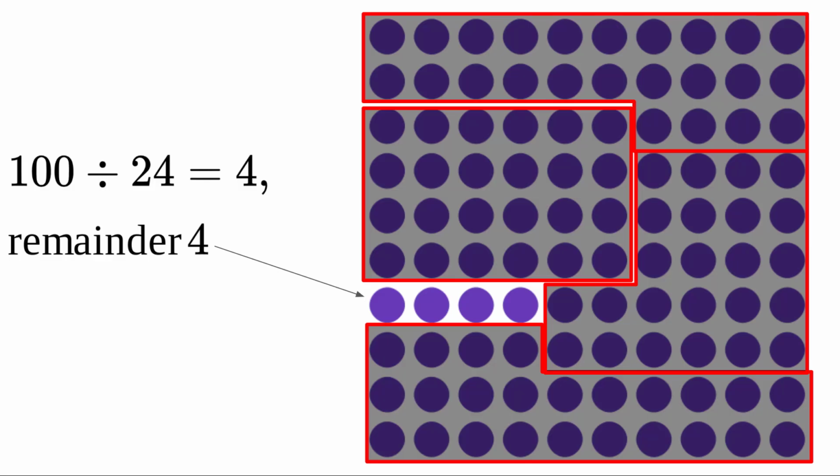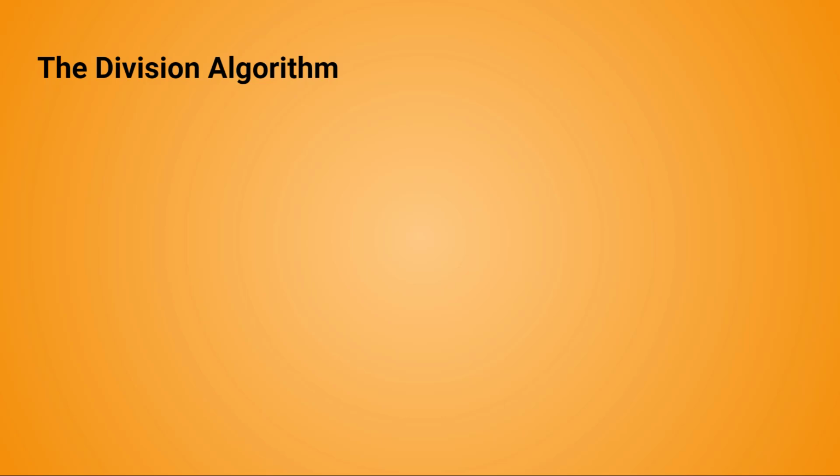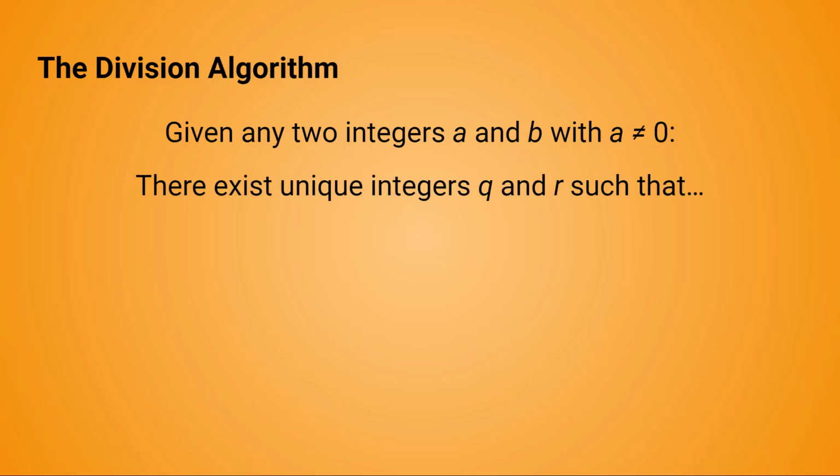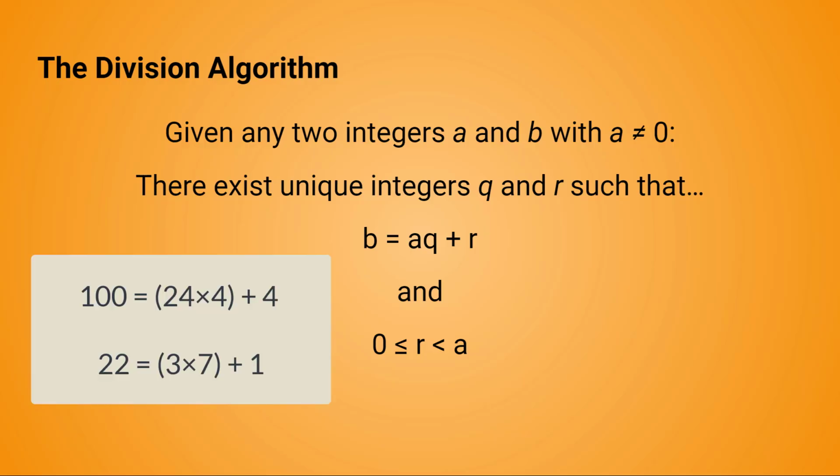The exact way of expressing this idea that division is just multiplication and addition put together is in a mathematical fact known as the division algorithm. And it states that given any two integers a and b with a non-zero, there exist unique integers q and r such that b is equal to aq plus r, and r satisfies the inequality 0 is less than or equal to r, which is less than a. We can see this in the examples we did above.